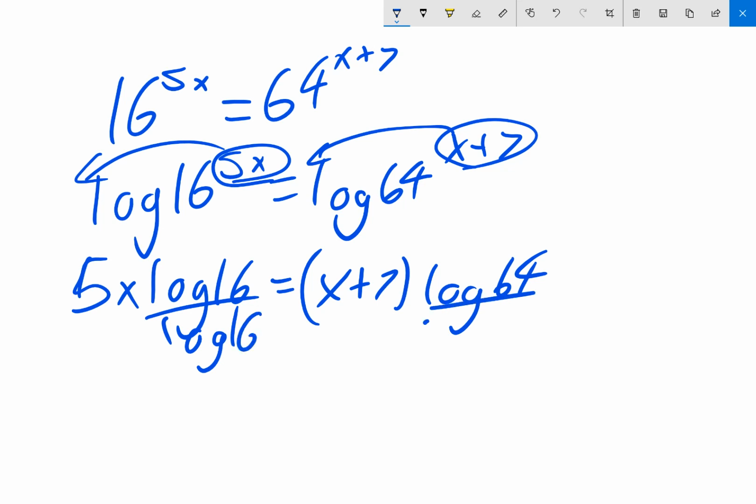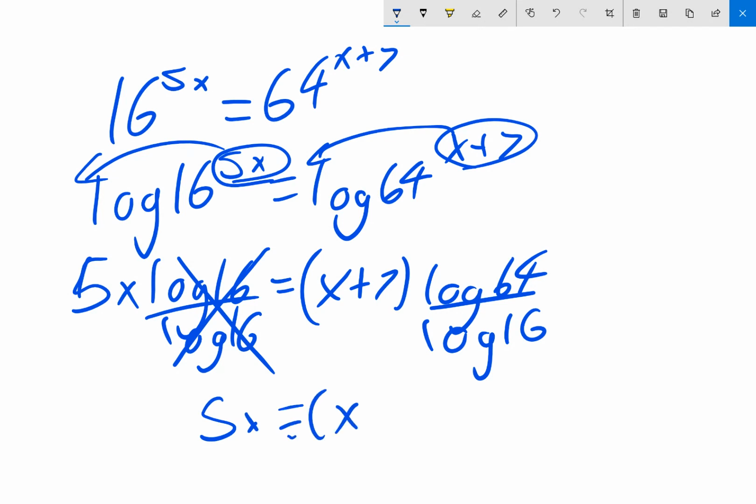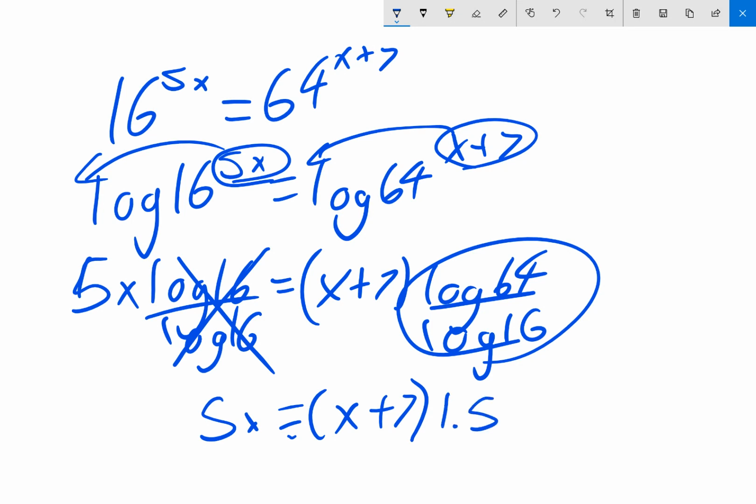Divide both sides by... Now, here's a funny thing. We have x's on both sides of the equation, so I can divide by log 16 on both sides, or I can divide by log 64 on both sides. It really doesn't make a difference, but I'm choosing to divide by log 16 because typically, if you divide by the smaller one, it will be easier. You'll have better numbers to work with than if you divide by the bigger one. So log 16 is smaller than log 64, so I figured if I divide by that, it'll make this number a little bit easier to work with. And I think I'm right in saying that because log 64 divided by log 16 is 1.5.